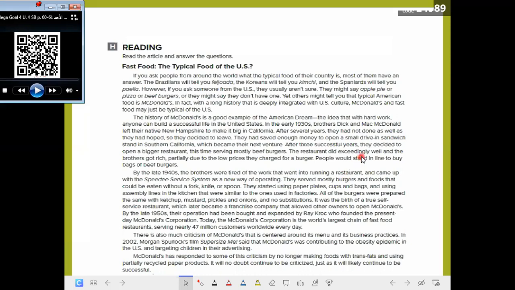Exceedingly well, and the brothers got rich, partly due to the low prices they charged for a burger. People would stand in the line to buy bags of beef burgers.